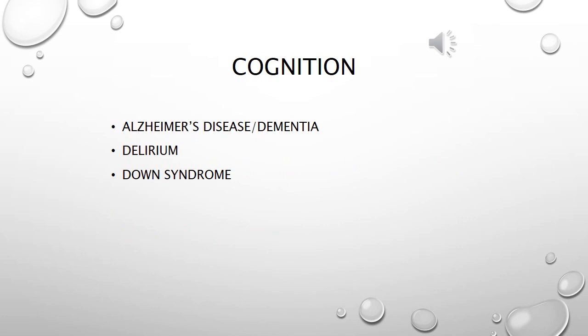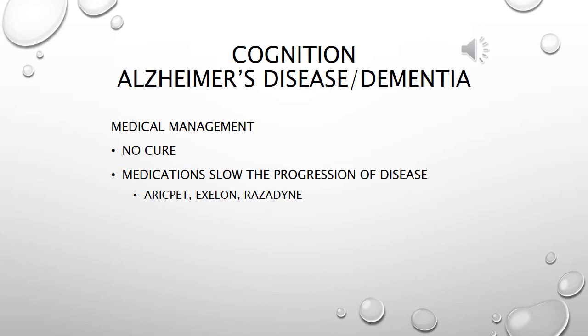The concept of cognition includes the exemplars Alzheimer's disease or dementia, which we'll also discuss as vascular dementia, delirium, and Down syndrome. Alzheimer's disease is the fifth leading cause of death for older adults. It is a progressive, irreversible, degenerative neurologic disease that begins insidiously and is characterized by gradual losses of cognitive function and disturbances in behavior and affect.